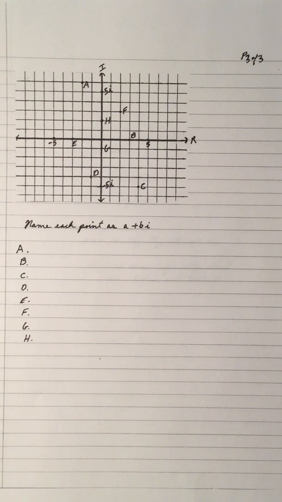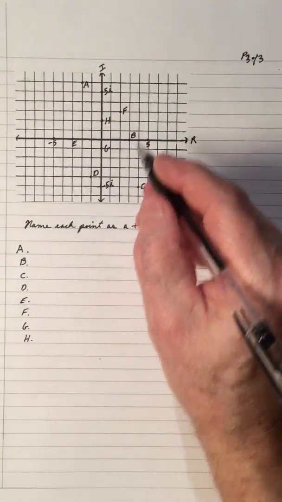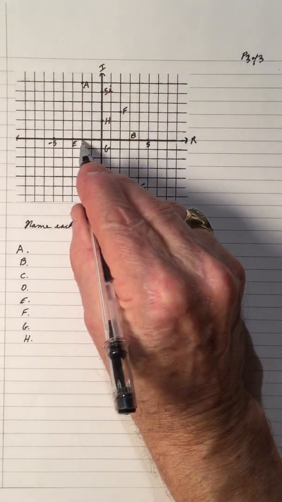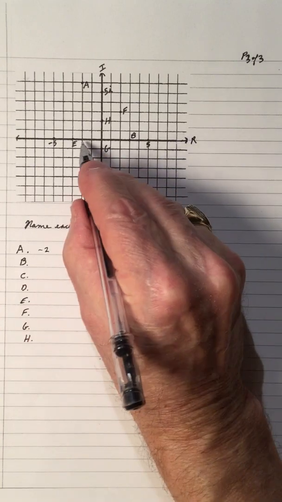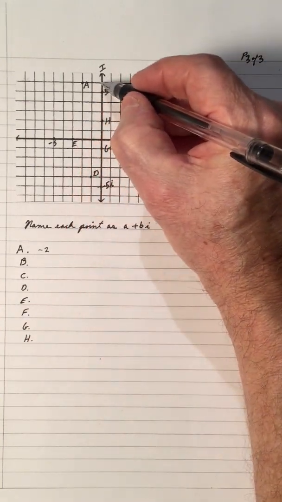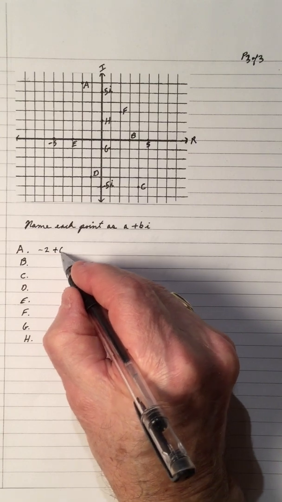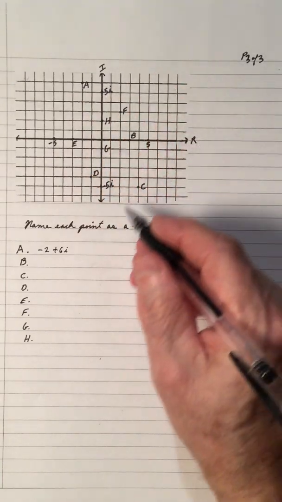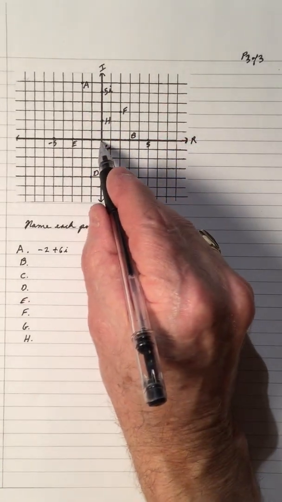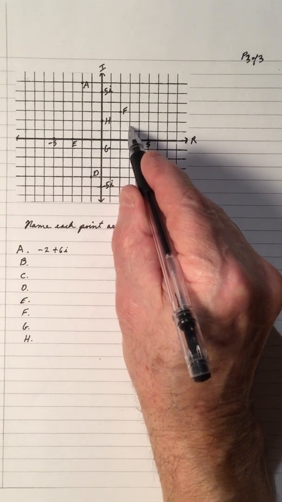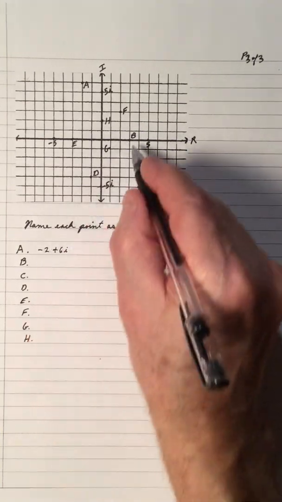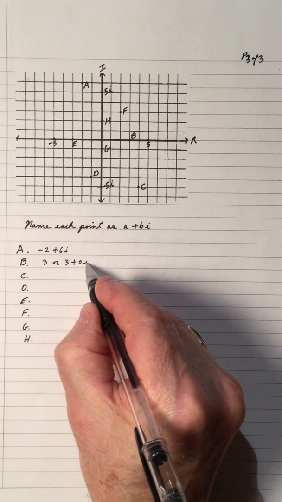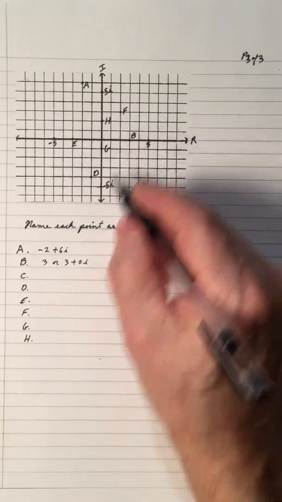So what we do here is name each point as a plus bi. So let's start with A. A is here. So what is A? If we go down here, A is -2 on the reals, and A is 6i. So -2 plus 6i. So all you have to do is look, that's the x, and think of it as the y. And B is right here. B is on the real axis as 3, but it's not on the imaginary. Imaginary is 0. So B is 3, or you could say 3 plus 0i, because you're not moving up or down.